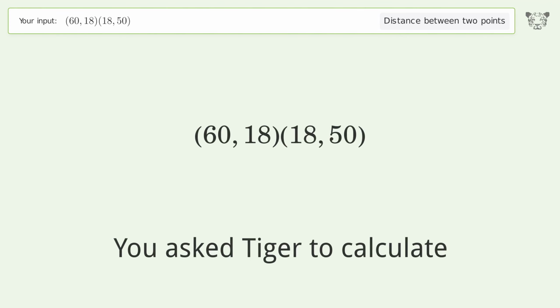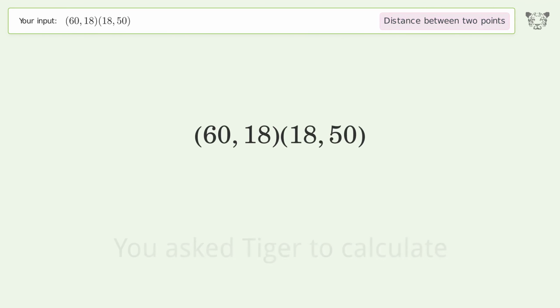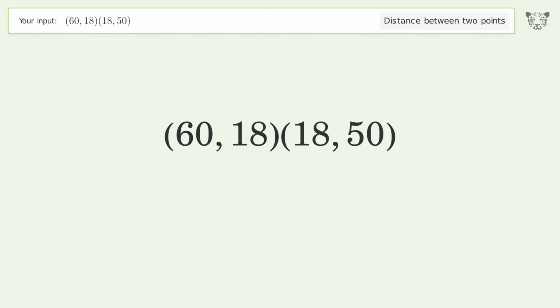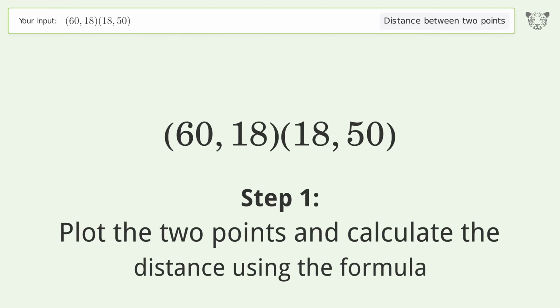You ask Tiger to calculate. This deals with the distance between 2 points. The distance between the 2 points is the square root of 2,788, or 52.802. Let's solve it step by step. Plot the 2 points and calculate the distance using the formula.